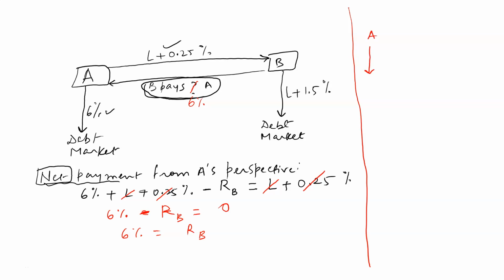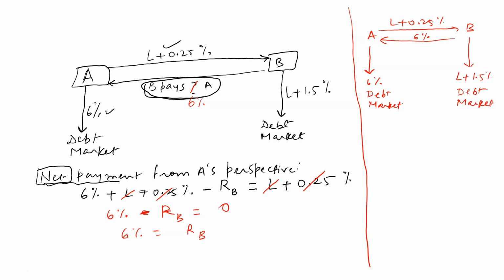So if we were to look at this swapping arrangement in a neater way, we would say A is going to pay out 6% to the debt market. It is going to pay L plus 0.25% to B. In return, B is going to pay them 6%, and B has borrowed from the debt market at a rate of LIBOR plus 1.5%. Now, if you examine this, you will see that from A's perspective, this is outgoing 6%, and this is incoming 6%. So both these sixes can be cancelled, and eventually they end up paying only LIBOR plus 0.25%.